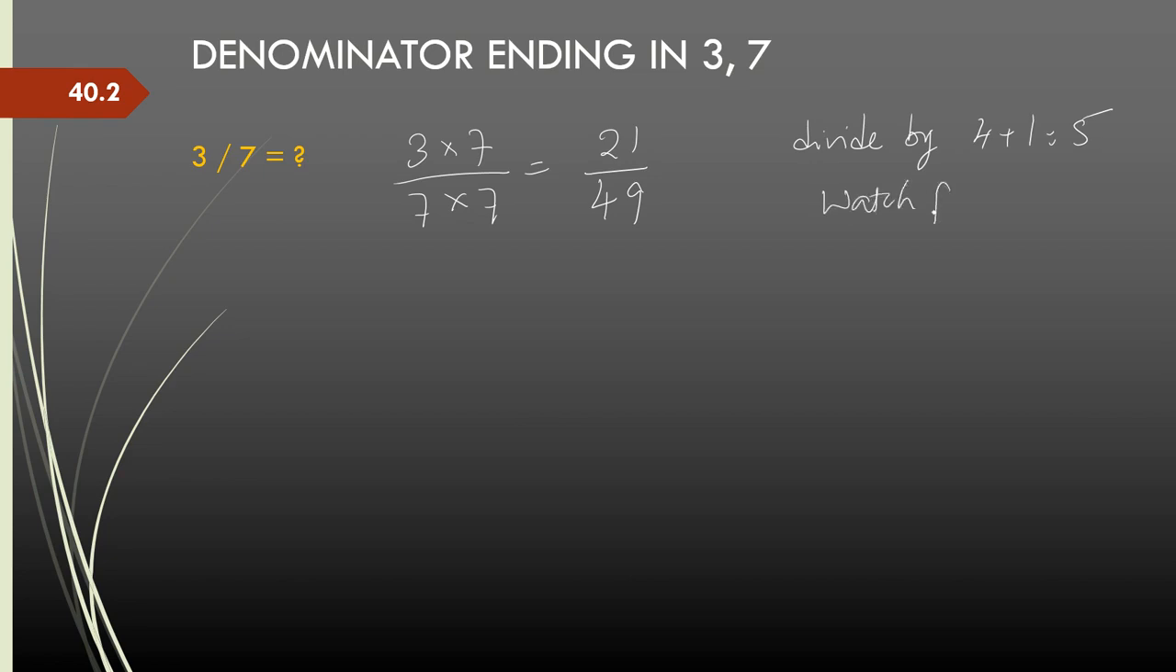Same technique. So 3 by 7, I know if I multiply the numerator and denominator by 7, then I get a denominator ending in 9. So this becomes 21 by 49. Now I divide by 4 plus 1, which is equal to 5, and I keep a watch out for 49 minus 21, which is 28. I might get this or I might not get it, but I will keep a watch for this number as I do the process. So 21 by 49, let's start.